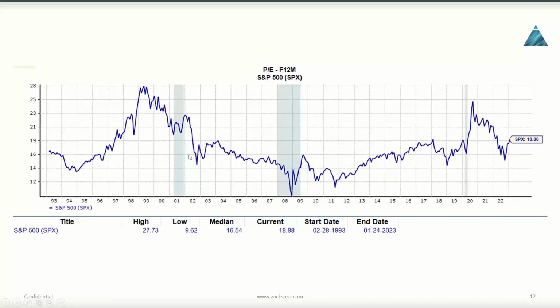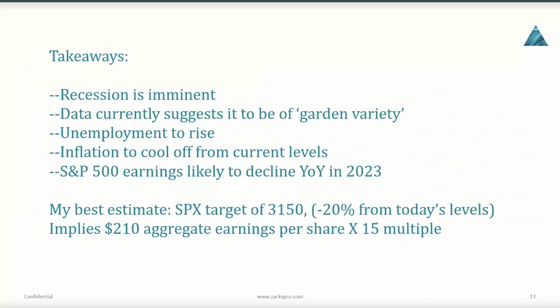So if we were to take an average recessionary multiple, which would be 15, and if I am right that the Chicago PMI is telegraphing a decline in S&P earnings this year, I really don't see why we shouldn't be substantially lower at roughly 31.50, which is my target. So that's what I have on this slide right here.